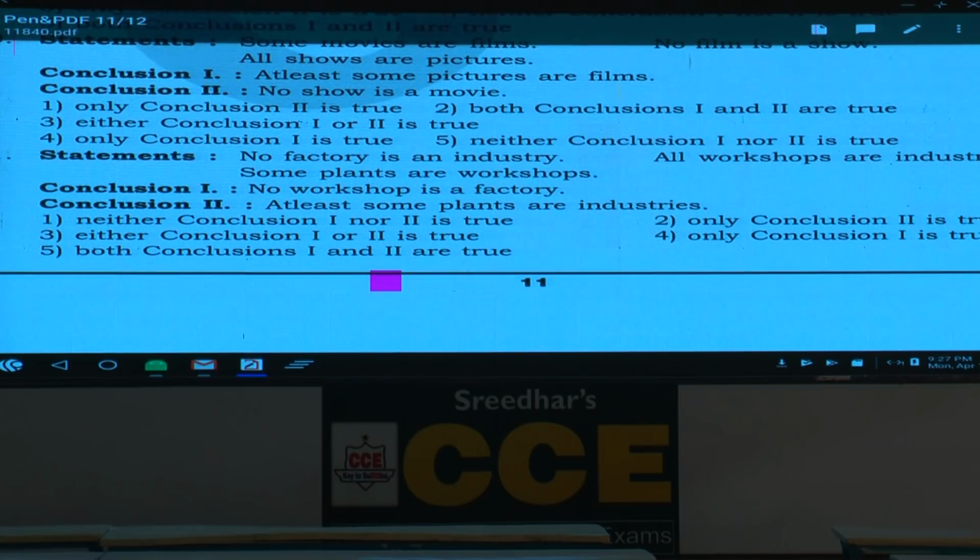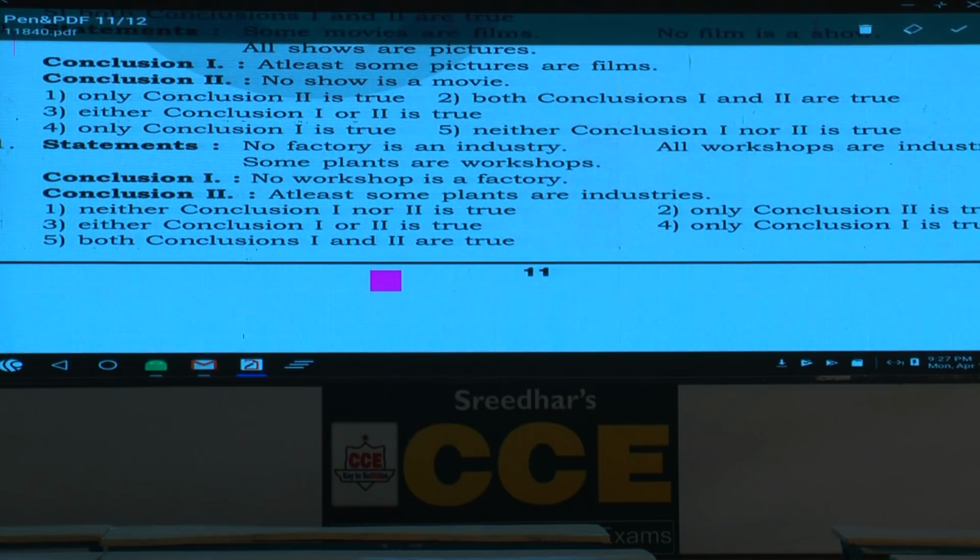In question number 91, no factory is an industry. Next, all workshops are industries, and some plants are workshops. Some of the plants are workshops. Now this is the basic diagram.